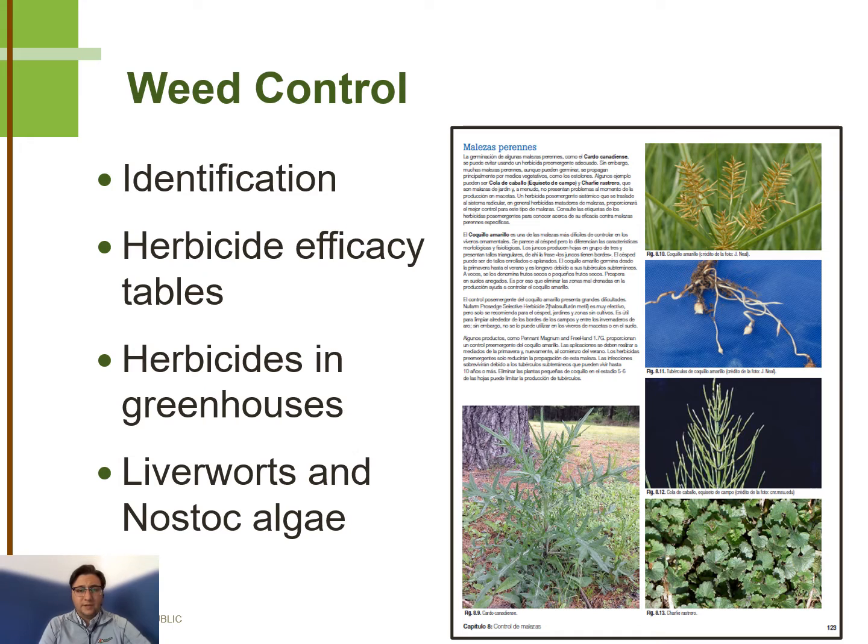Oftentimes when we're growing plants, we end up growing plants that we don't intend on selling, and we call these weeds. In this weed chapter, we're going to help with identification of various different groups of weeds, the appropriate herbicides that are available on the market and what species these herbicides control. We'll also talk about specific herbicides that are labeled for greenhouse use, and oftentimes overlooked liverworts and nostoc algae, which can be very serious problems for some growers. We'll also talk about some control options with these specific species.